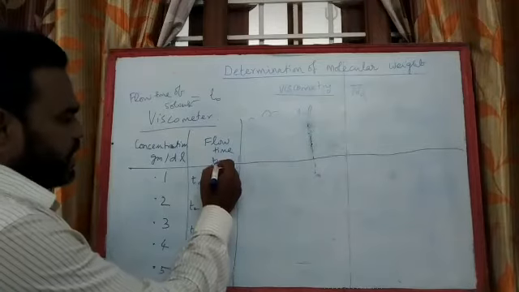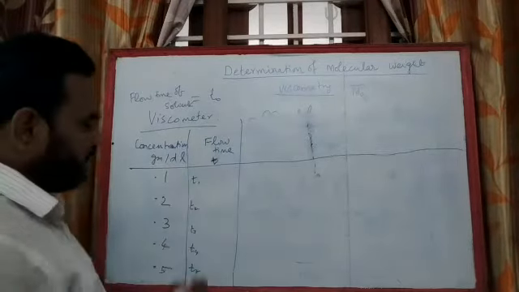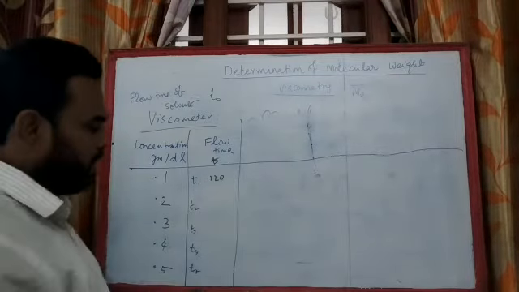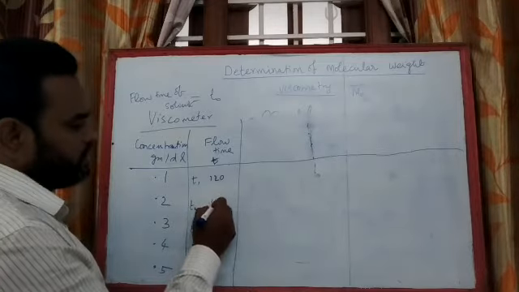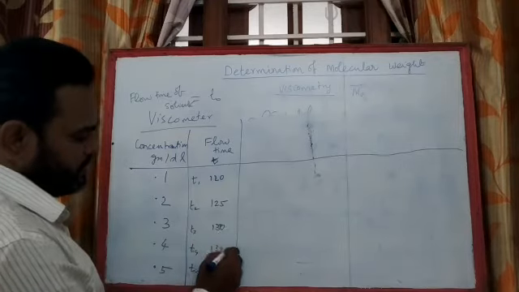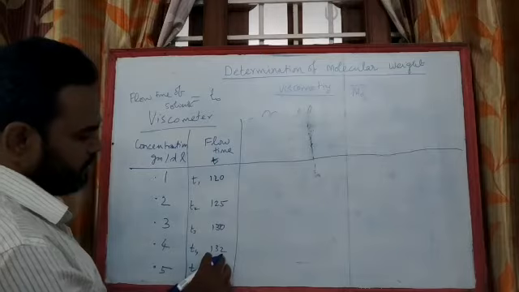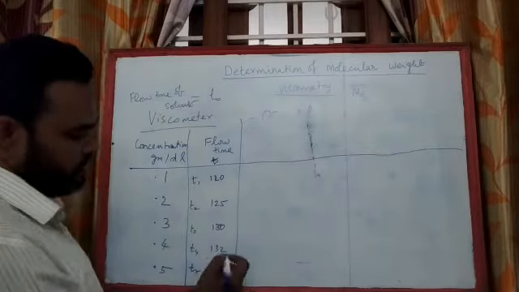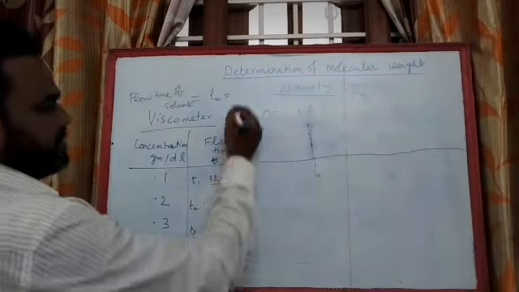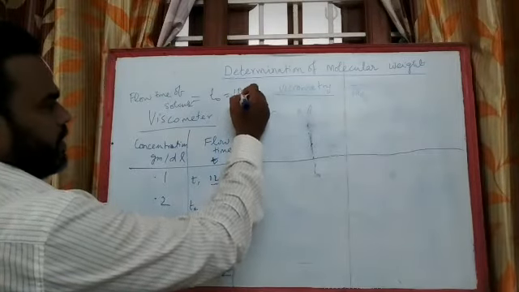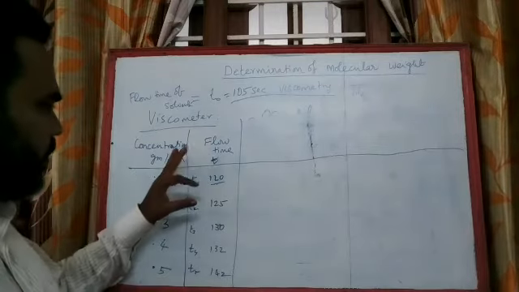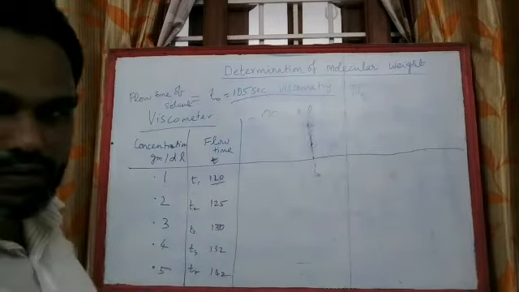So you will get different flow times. Say for example 120. As the concentration increases, the flow time also increases: 130, 132, 142. Like this, it might increase. The flow time of the solvent is lower than the first solution, say for example 105 seconds. So you find the flow time of polymer solutions of different concentration.